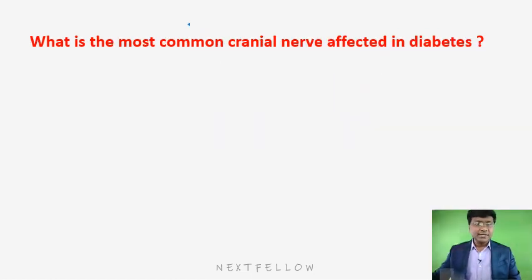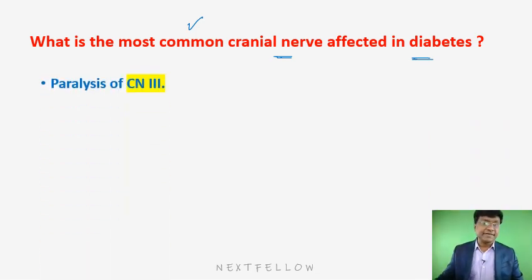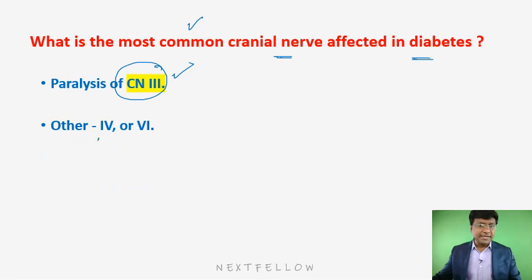Then what is the most common cranial nerve affected in diabetes mellitus? The most common cranial nerve affected in diabetes mellitus is the third cranial nerve. And what are the other cranial nerves affected? The other cranial nerves affected are the fourth and the sixth cranial nerve.